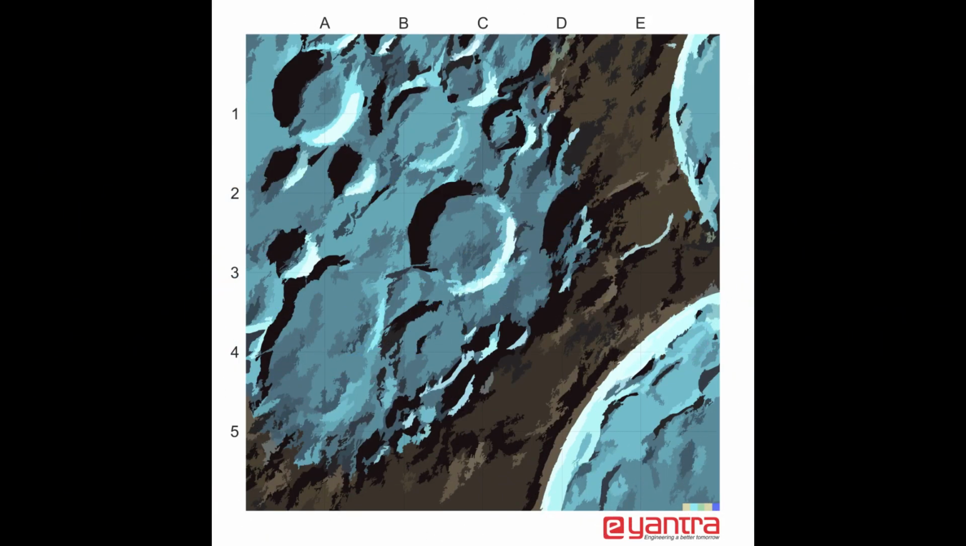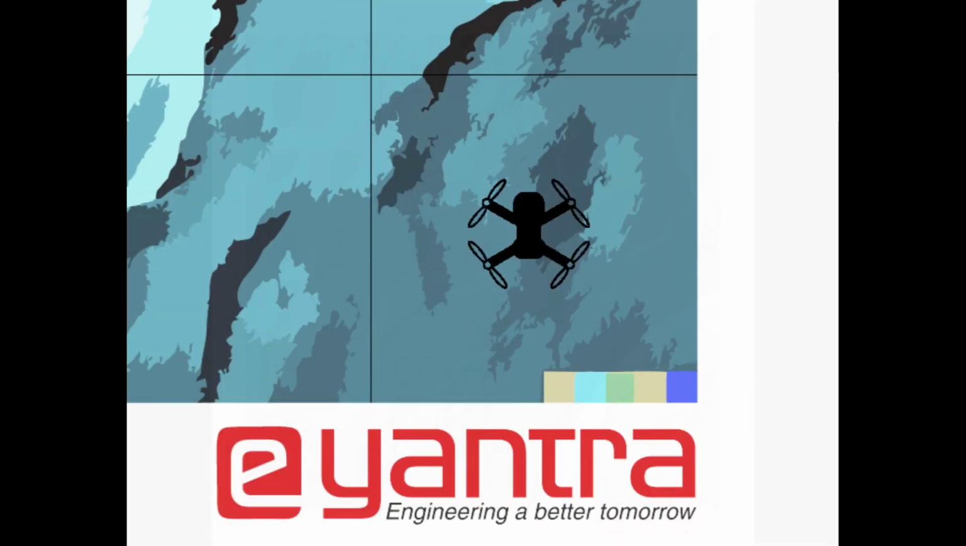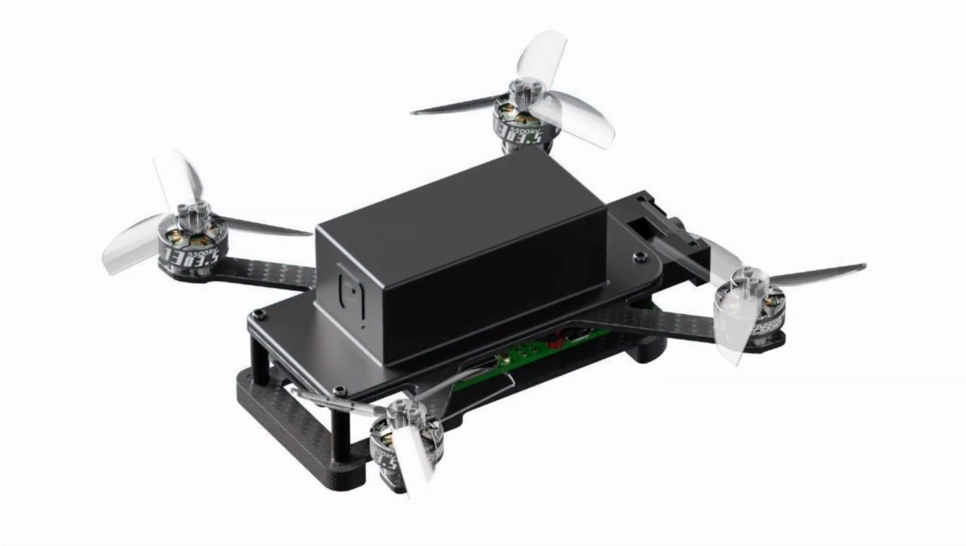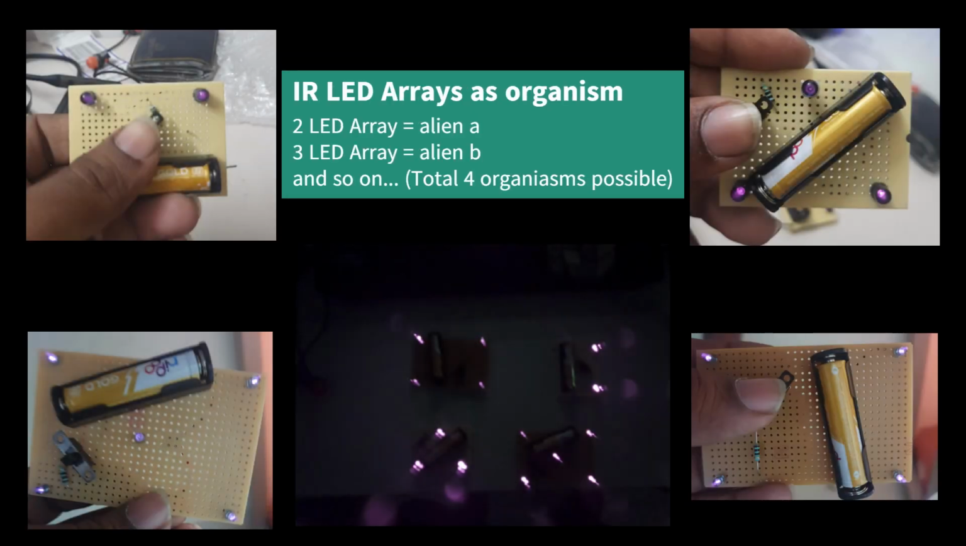This is the surface of the unknown planet we will be considering in this problem statement. And this is the location from where our drone would be taking off. This is the drone which we are using for this project. It is a Swift drone made by eYantra and it has Raspberry Pi as its brain, and the flight controller on this drone is Crazyflie F4 level. Here you can see the LED clusters as our organisms.